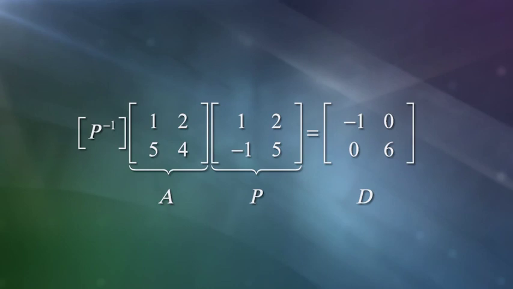So using our earlier example, with A, the 2 by 2 matrix 1, 2, 5, 4, we see that if we form a matrix P with columns that have the eigenvectors, 1, minus 1 coming from the eigenvalue minus 1, and 2, 5 coming from the eigenvalue 6, then you can easily check that if you compute P inverse times A times P, you will get the diagonal matrix with diagonal elements minus 1 and 6. Notice the minus 1 comes first because the associated eigenvector 1, minus 1 was the first column.